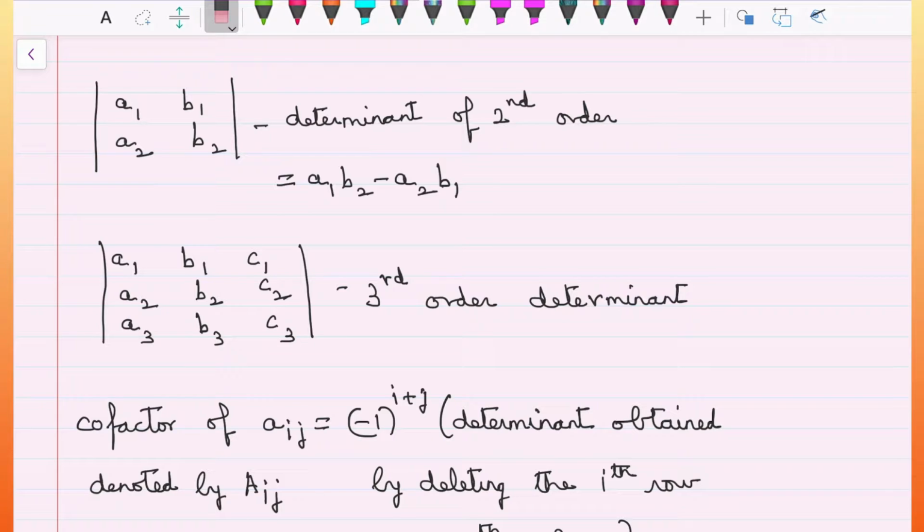Now, given this matrix, this is a determinant. A 2 by 2 determinant is of second order. You have 2 rows and 2 columns, and as you know, you expand it as a1 b2 minus a2 b1. Then this is a third order determinant. We have 3 rows and 3 columns.